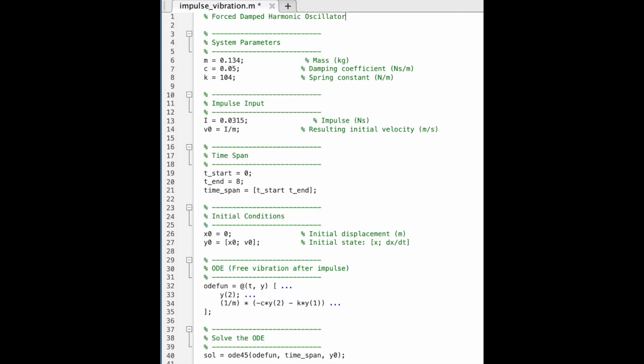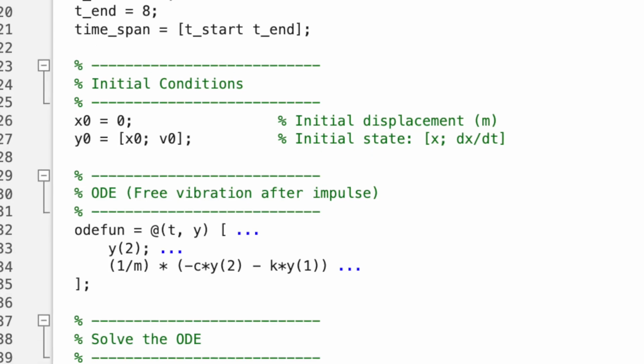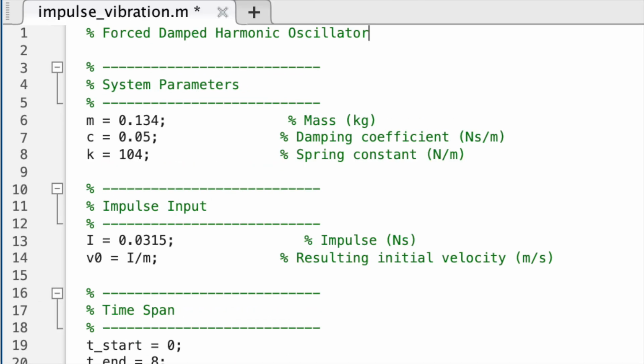Next, we built a theoretical model in MATLAB. We used the standard second-order ODE for a damped single degree of freedom system, but instead of a forcing term, we only used the initial velocity from the impulse. MATLAB then created the theoretical displacement time curve.